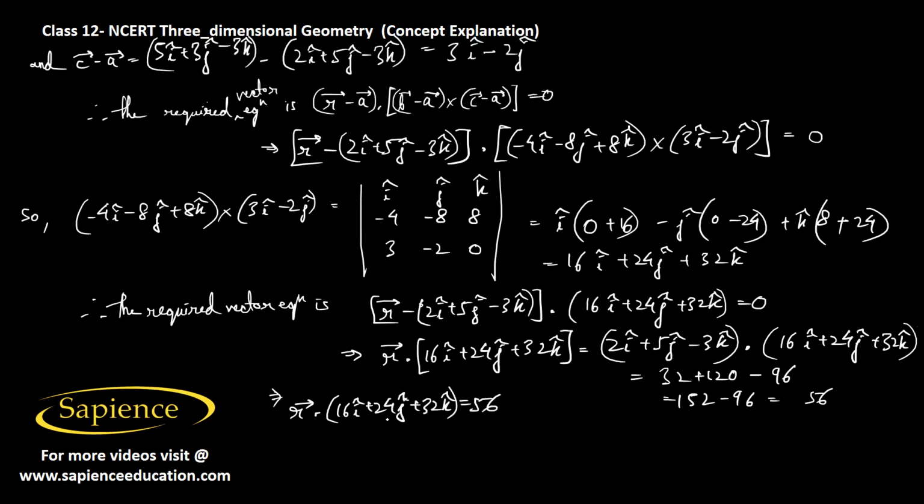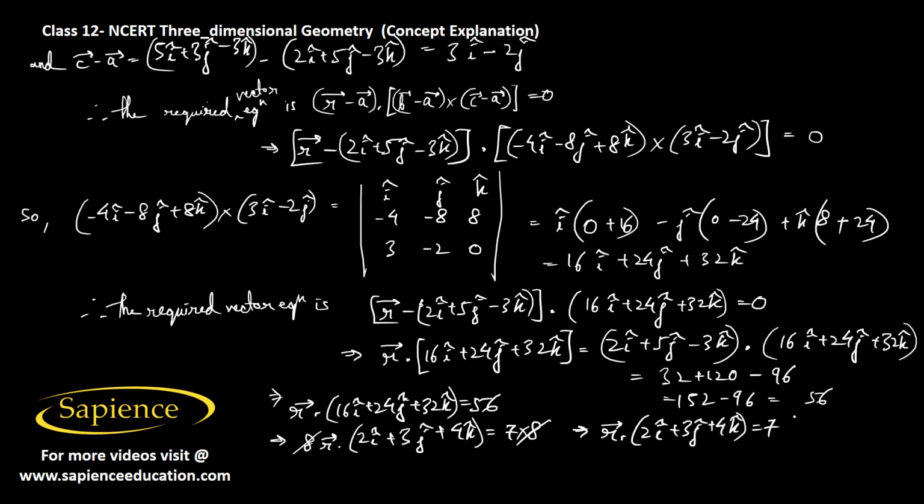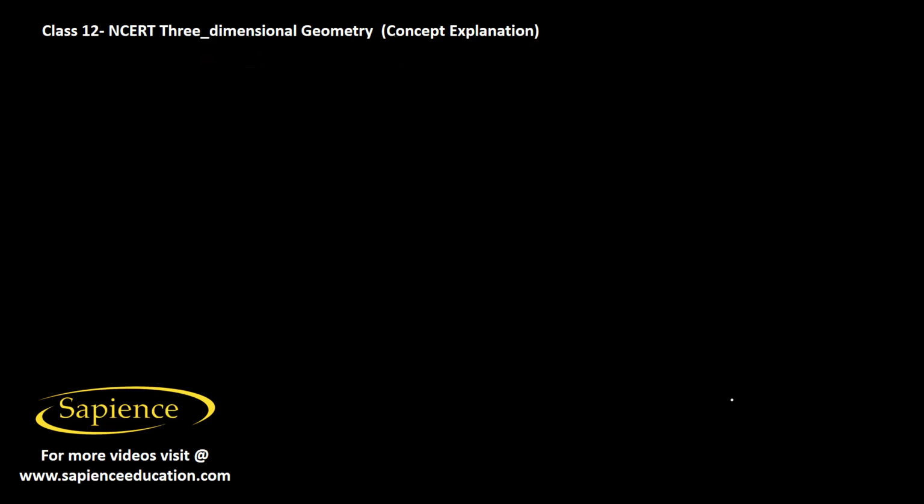Or from here, we can take actually 8 as common. So this would be 8 into r vector dot 2i cap plus 3j cap plus 4k cap, that is equal to 7 into 8. 7 8 is 56. So 8 and 8 will cancel. Therefore, the final vector equation of the plane will be r vector dot 2i cap plus 3j cap plus 4k cap that is equal to 7. So this is the answer, and we can write it in the Cartesian form.